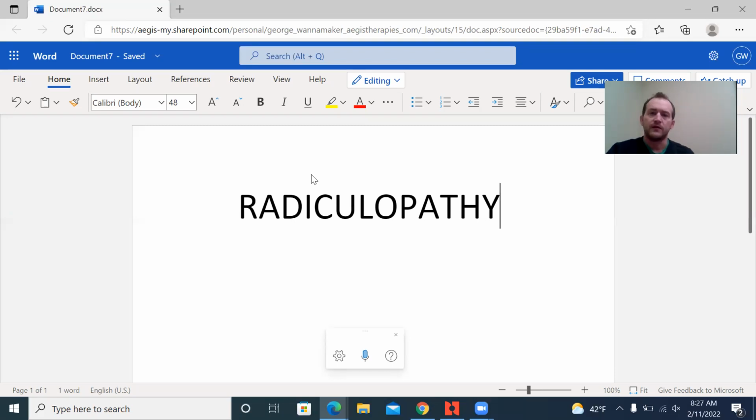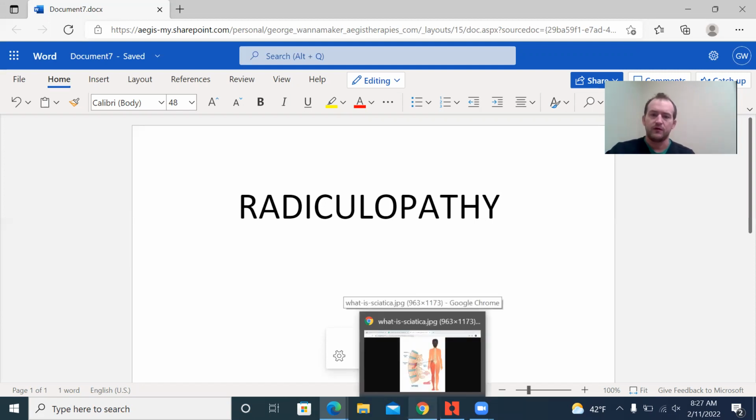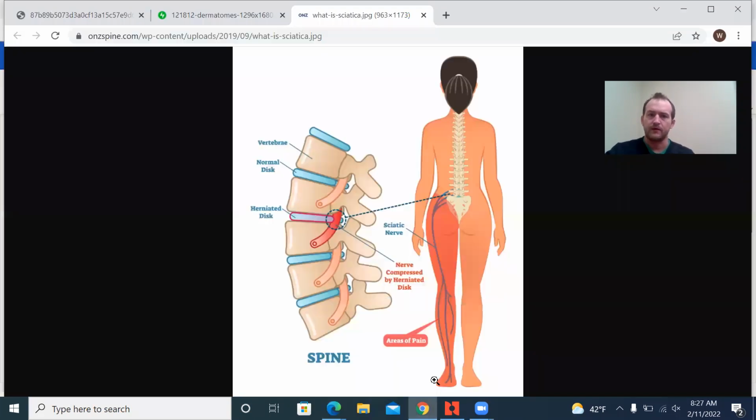Especially you might get this diagnosis if you're having numbness or tingling in your feet or increased weakness to your legs, or it could even happen in your neck and you have some symptoms in your hands or your digits. So radiculopathy, what does it mean? To understand what it means, we have to go to the anatomy of the back.